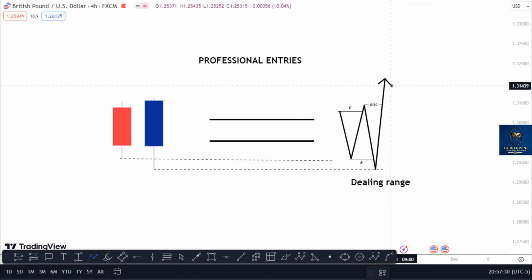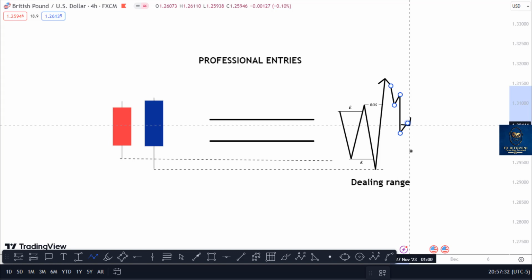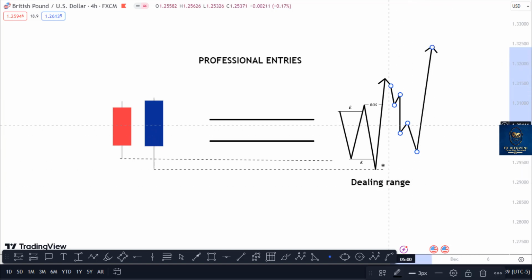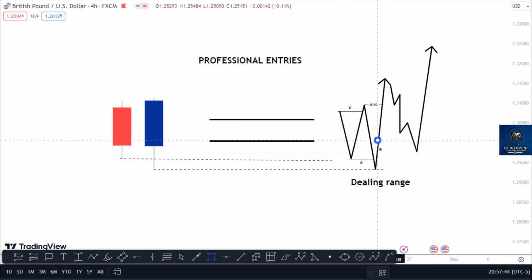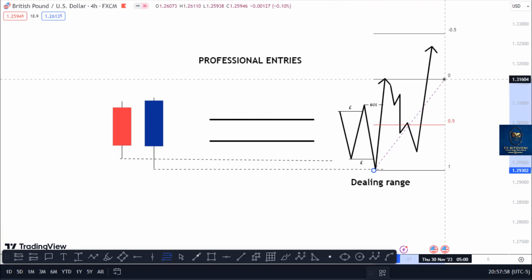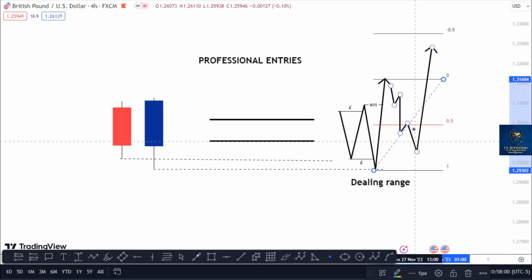So what do we need? We need to see a pullback forming, a deep pullback into the discount zone of this range, below 50% of this range. If you have price inefficiency, I mean a fair value gap, like an ICT fair value gap, you can use that, guys, for entry. You know the market is going to target there. All you have to do is draw your Fibonacci and calculate 50% of your range. You want to see the market dropping down into the discount zone for you to enter.